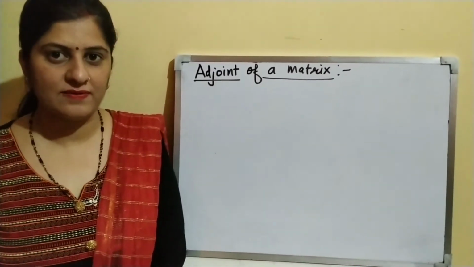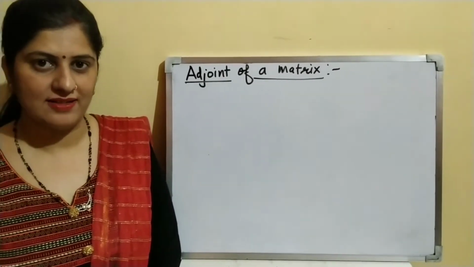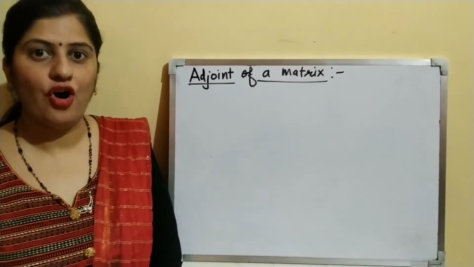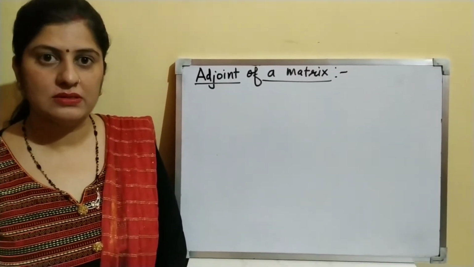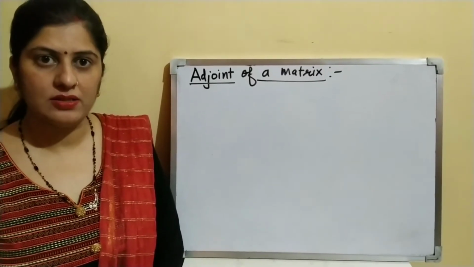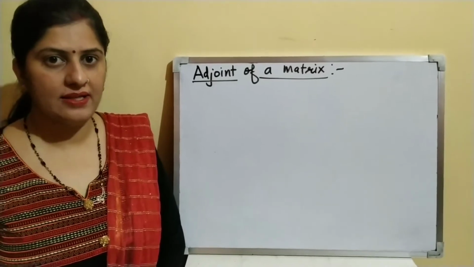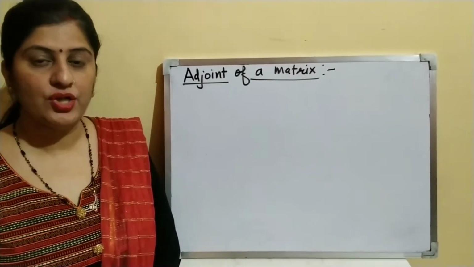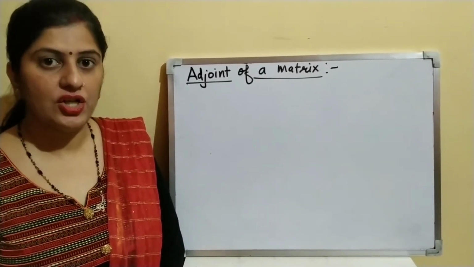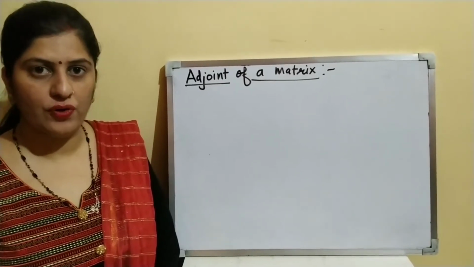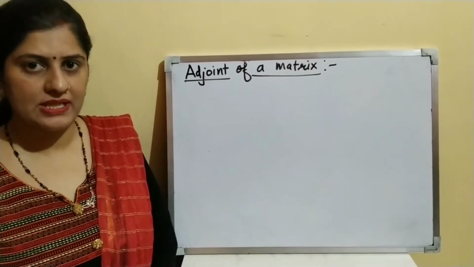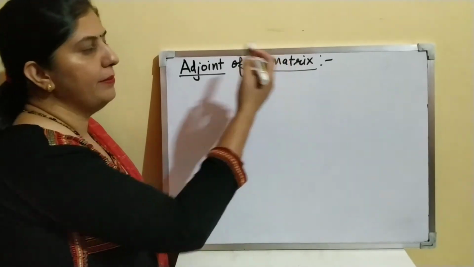Hello students, welcome to maths class. We have already learnt about the definition of determinant, properties of determinant, minors and cofactors. Today we will discuss a new topic of chapter 4 of NCERT, which is adjoint of a matrix.